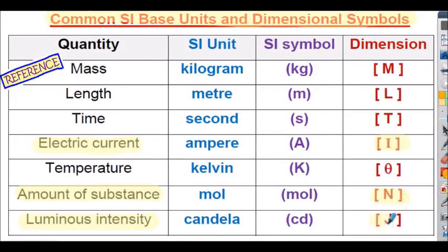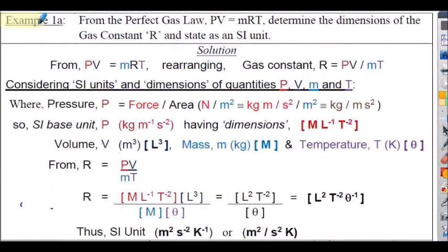Let's consider example 1. This is going to illustrate the kind of problems we're going to be considering later in the presentation, so it's just setting the scene here. So from the perfect gas law, written as PV is equal to mRT, we've got to determine the dimensions of gas constant R and state what the SI unit of R would be.